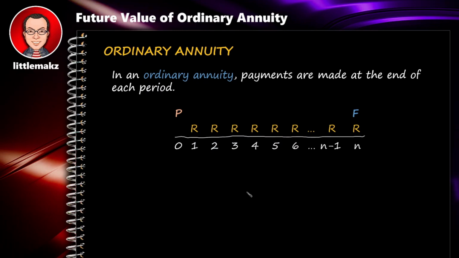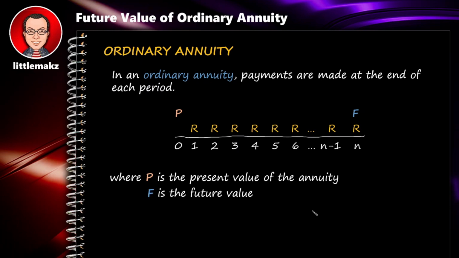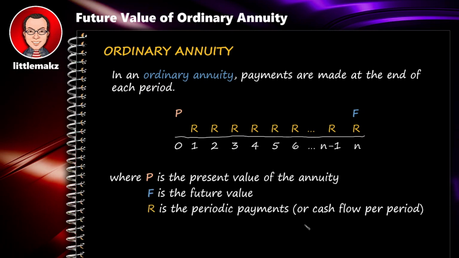As shown on this cash flow, the first payment is at the end of the first period, then followed by the end of the second period, third period, until the nth period. After the last payment, the future value here is the total amount of all these payments. P is the present value of the annuity, F is the future value, and R is the periodic payments or the cash flow per period in this case.